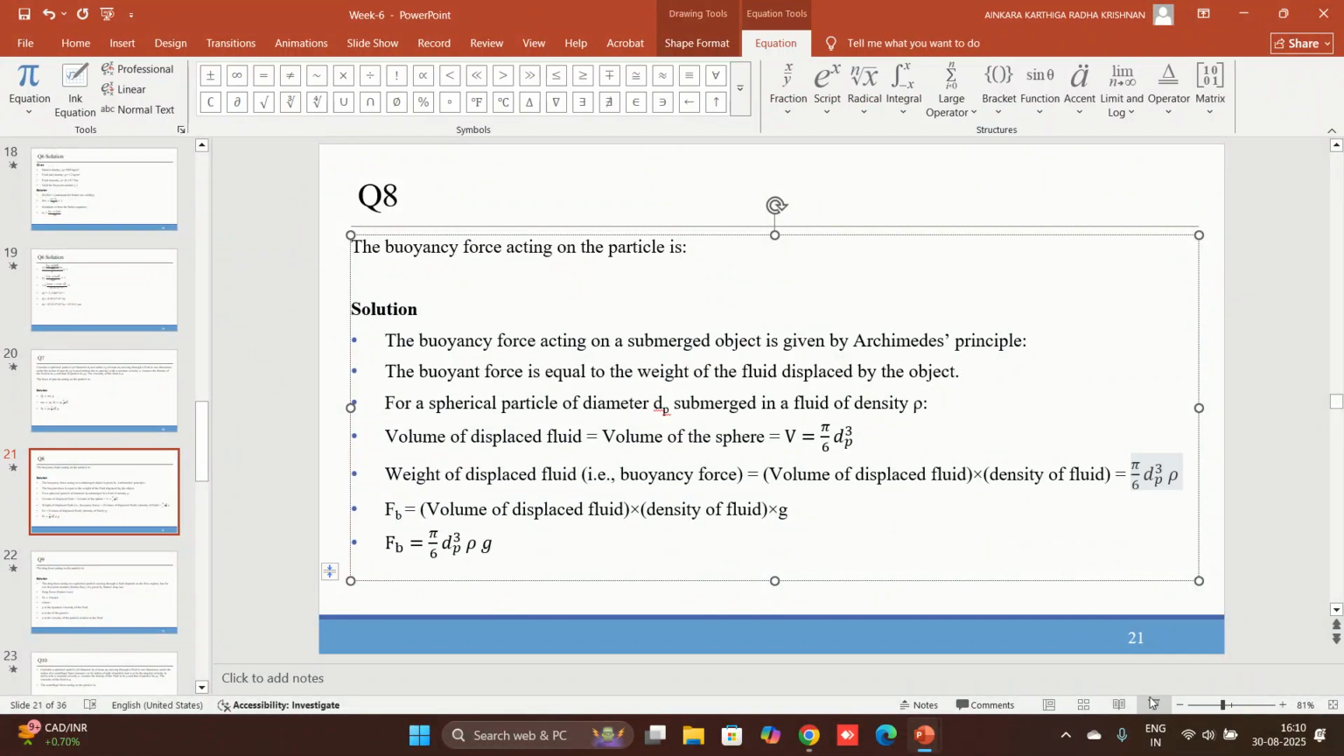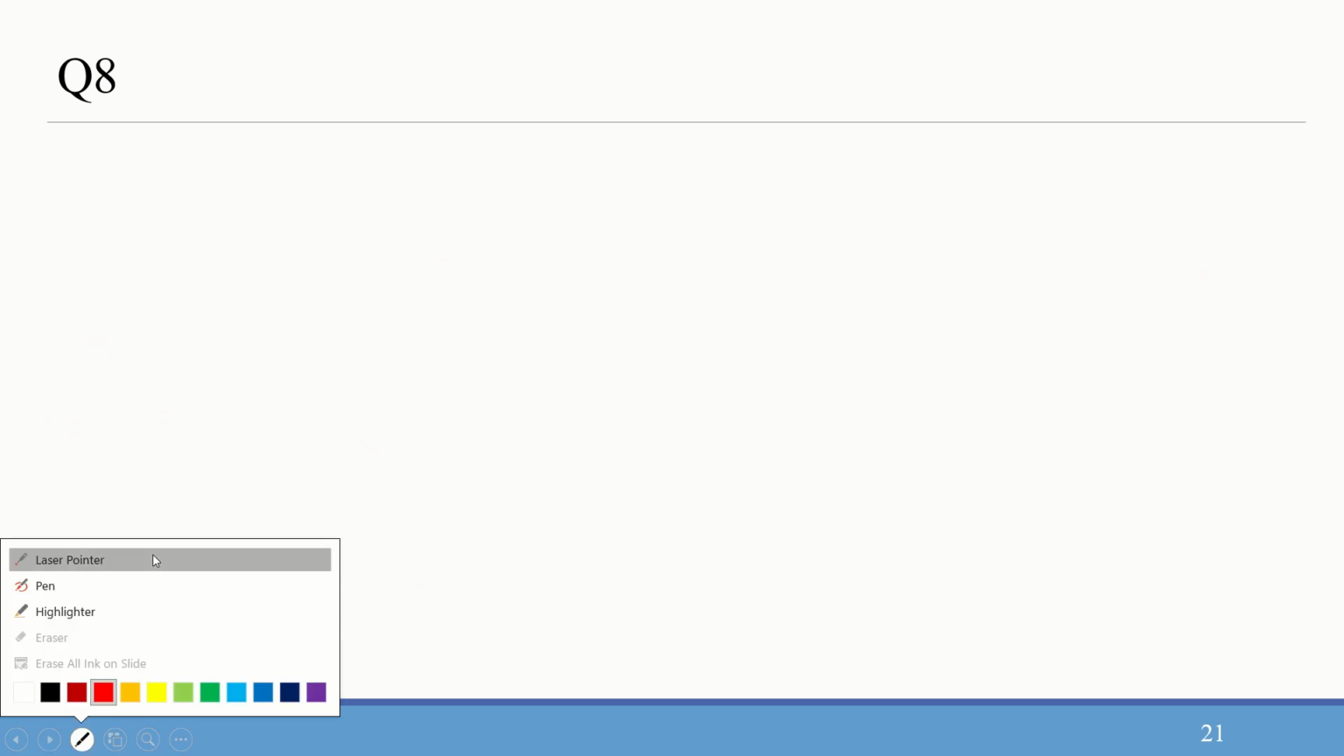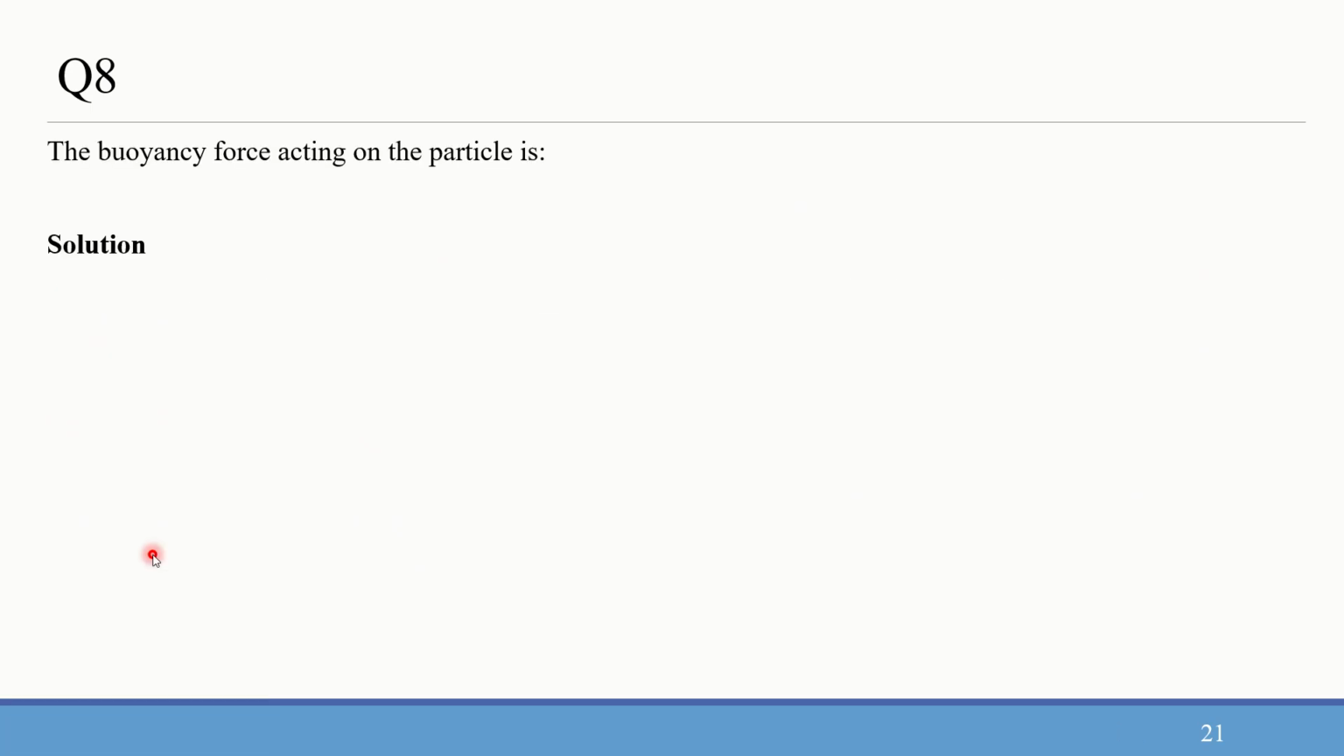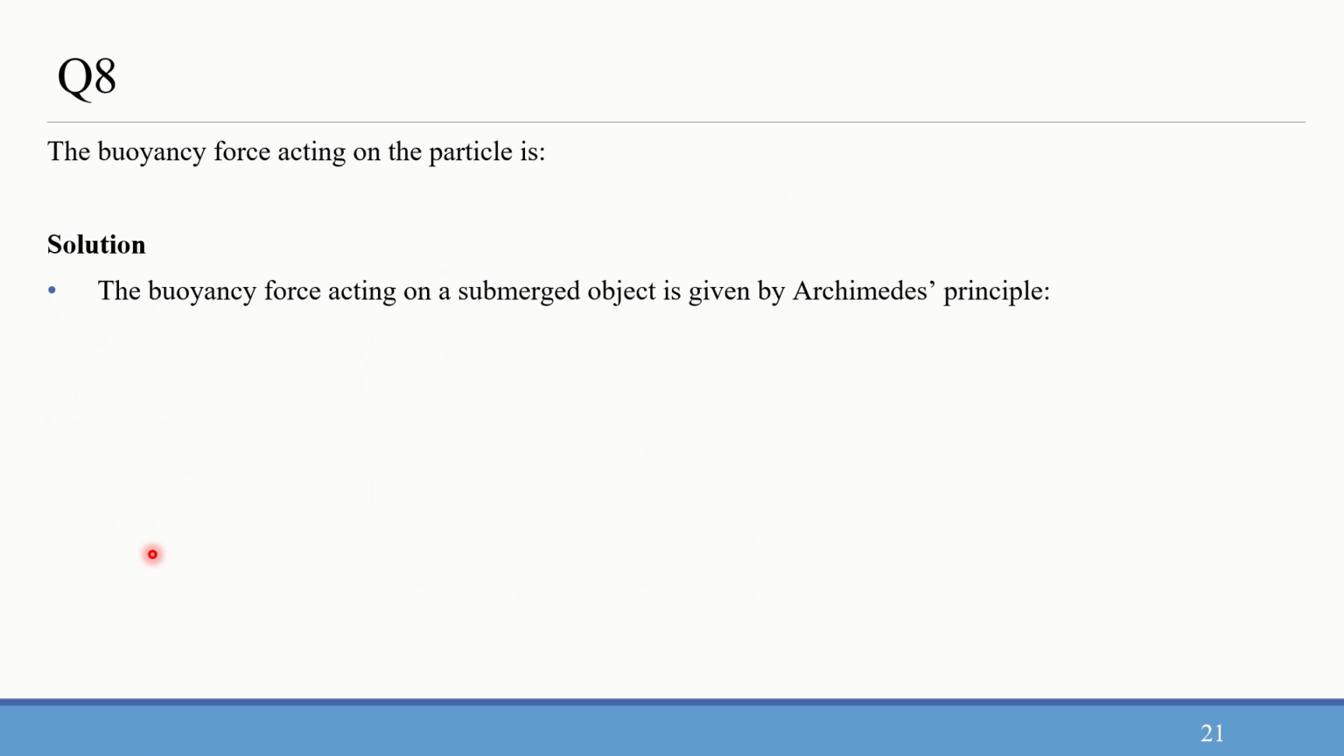Alright, are you understanding? So what we are doing, we are asked to find the buoyancy force acting on the particle. So buoyancy force acting on the particle is given by the Archimedes principle. So the buoyancy force acting on the particle is equal to the mass of the fluid displaced by the particle into g. So mass of the fluid displaced by the particle will be given by volume of the fluid displaced by the particle into rho of the fluid, density of the fluid. So that is what we are going to find here.